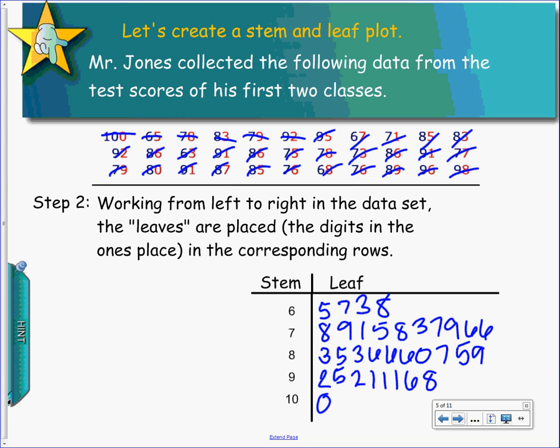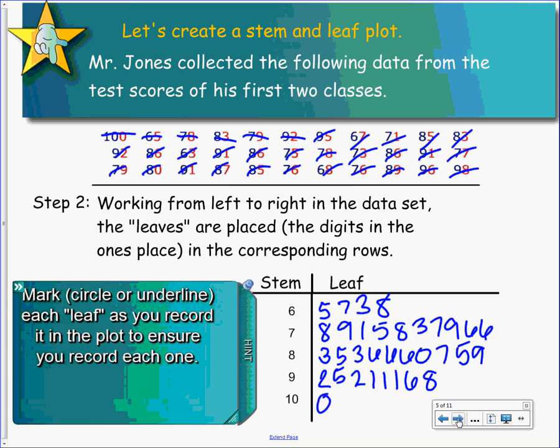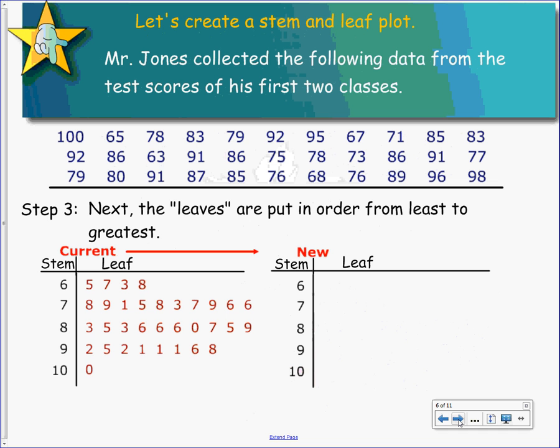So I now have all of my data in my leaves section. I'm going to pull out the hint. And it says mark, circle, or underline each leaf as you record in the plot to ensure you record each one, which I did. Okay, then we go to the next step.